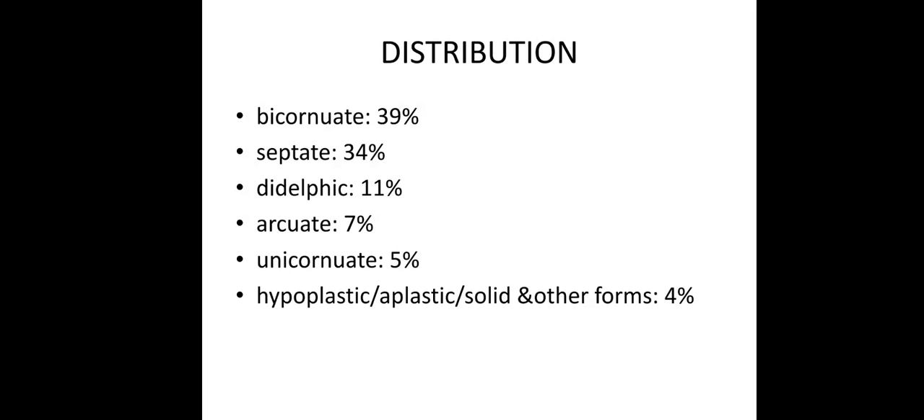Now, the distribution: what are the types of Mullerian anomalies? We said there can be bicornuate uterus, septate uterus, didelphic uterus, arcuate uterus, unicornuate uterus, and hypoplastic forms. Of these, bicornuate is the most common, about 39%, followed by septate uterus.